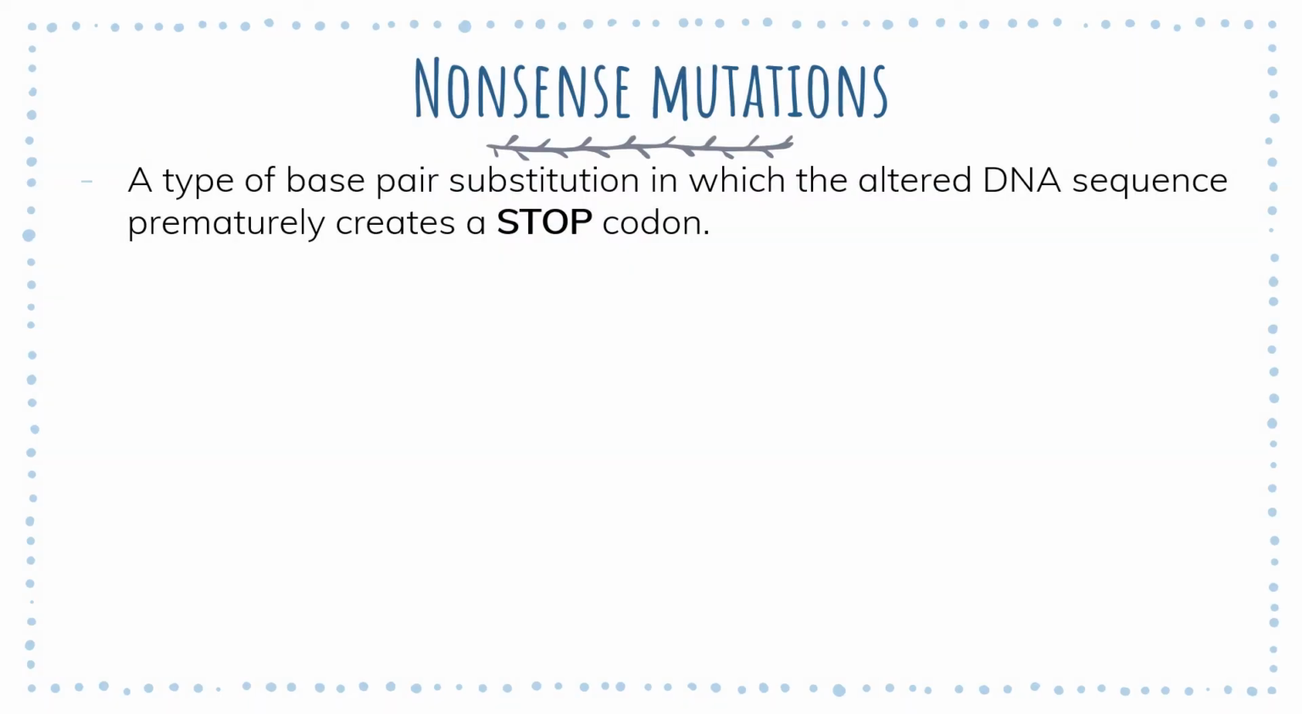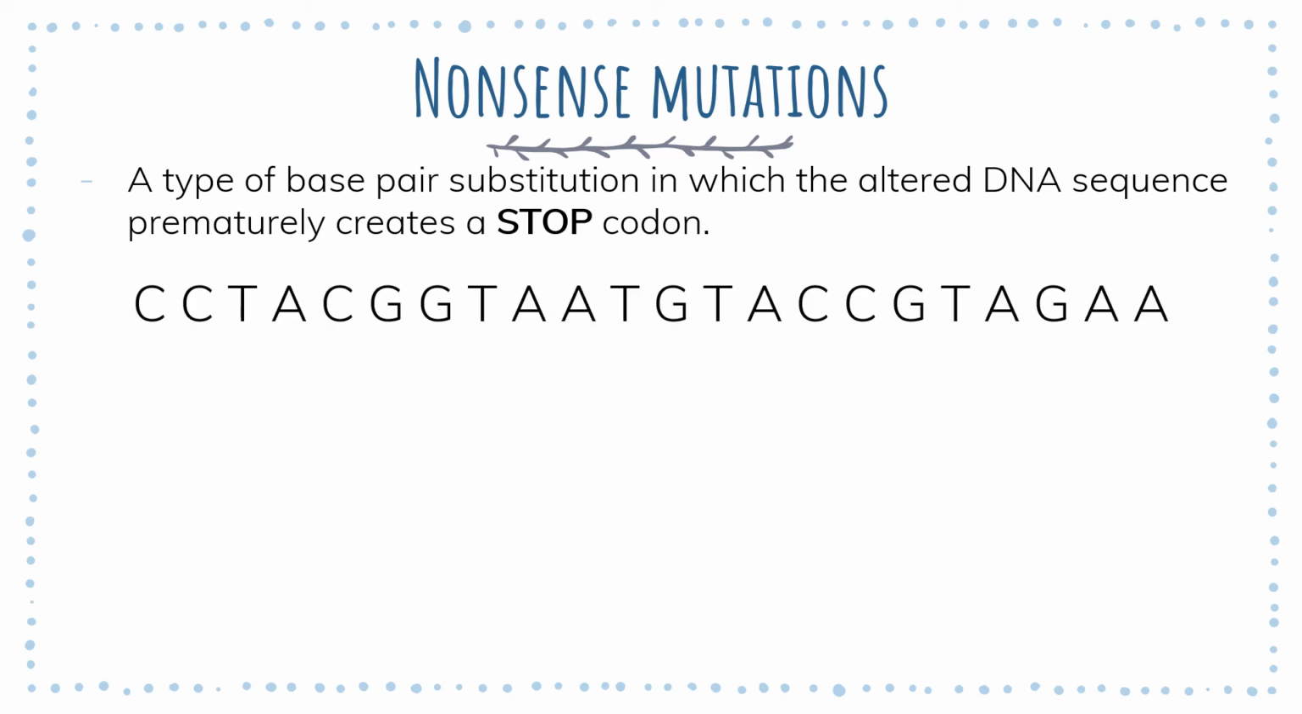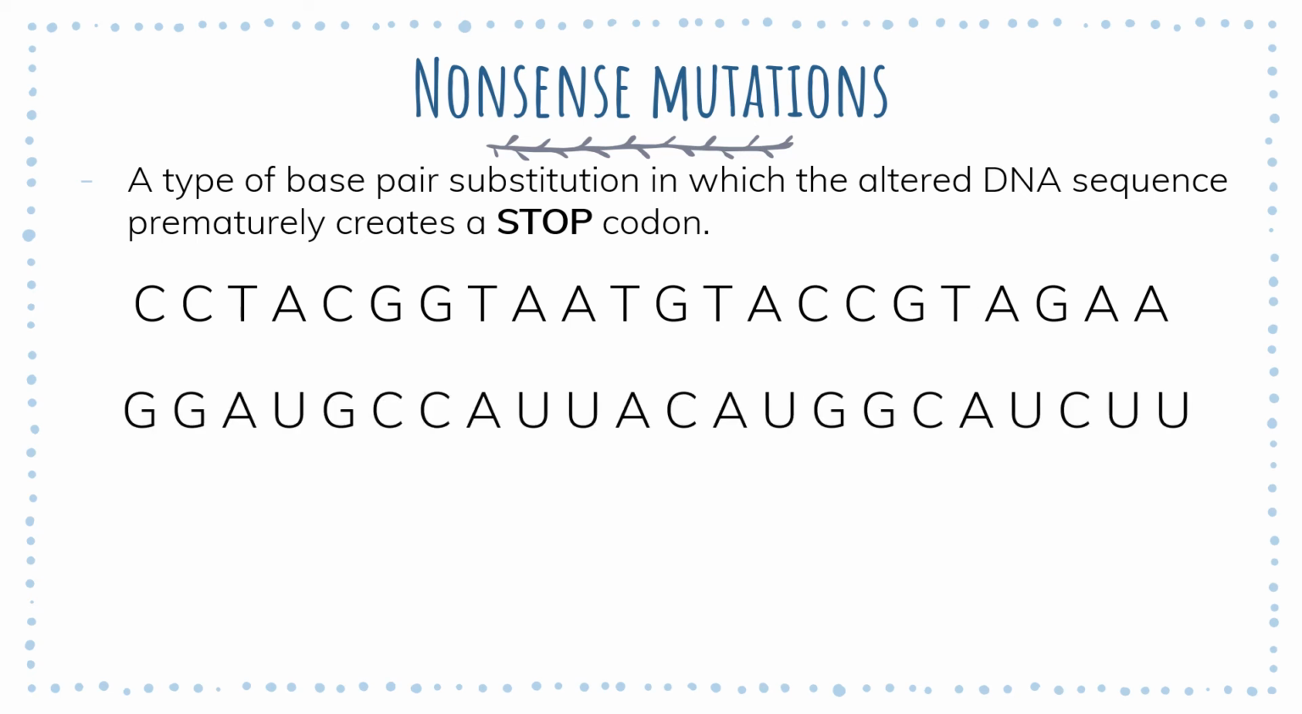The second type of mutation is called a nonsense mutation. It is a type of base pair substitution in which the resulting mRNA accidentally forms a stop codon. In the example, let's say this is your DNA sequence. The resulting mRNA sequence would be the following, which will lead to this amino acid sequence.